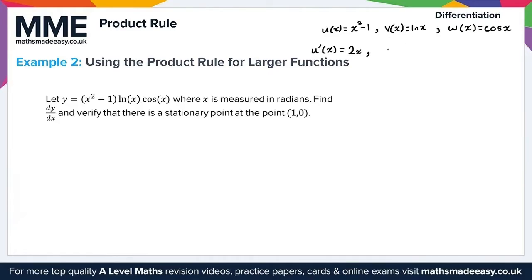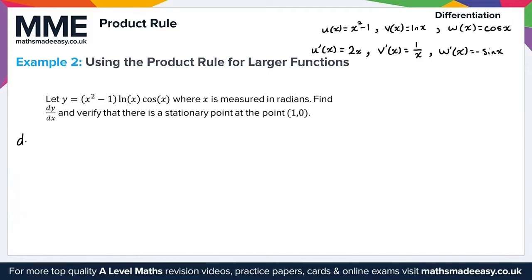If we differentiate v of x now, so that's v prime of x, with respect to x, so the derivative of the natural logarithm of x simply gives us 1 over x there. Okay. And finally here, w prime of x will simply give us minus sine of x. Okay. So we've got everything we need now. Simply all we need to do is work out dy by dx, and then verify that there's a stationary point at the point 1, 0.